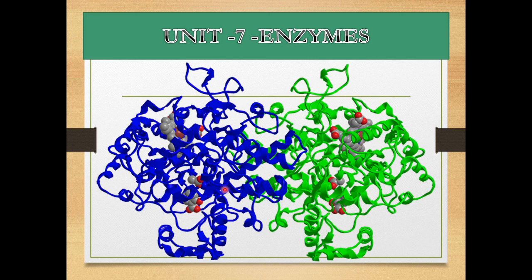So this highly coiled form is called what? Tertiary structure. If it involves more than two proteins, then it is called a quaternary structure. Okay, so this is what a protein or an enzyme looks like.